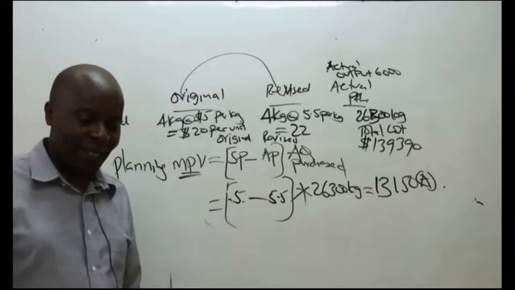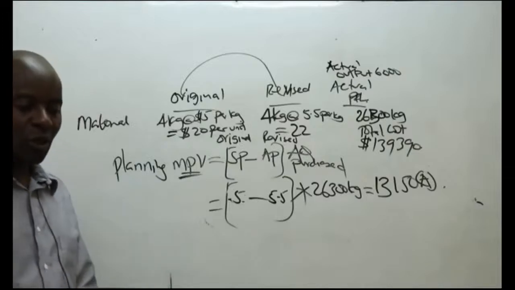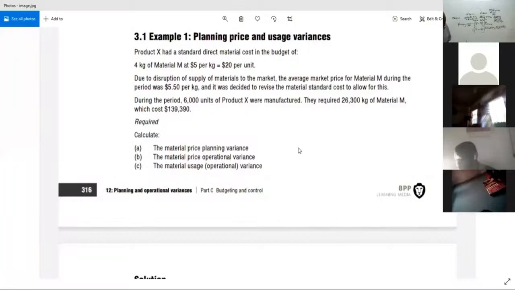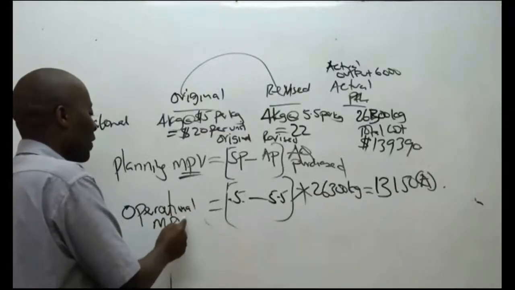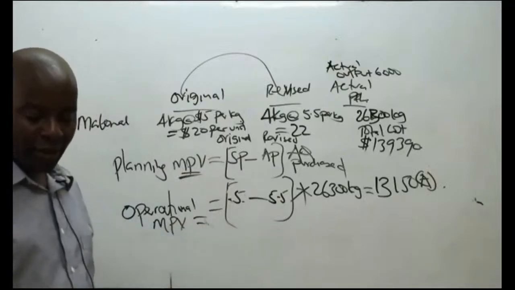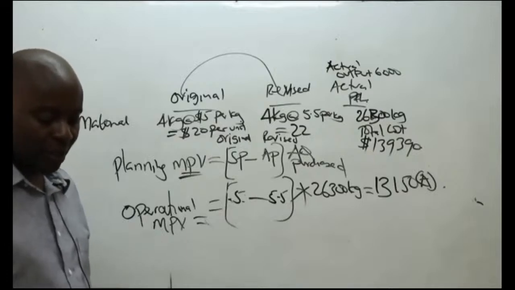Thank you very much. Now let's go to the second question. Please pin the question there. The second question wants us to do something very easy. They want us to give them still the price, but this time round operational. So operational material price variance. Could you kindly help us calculate that?